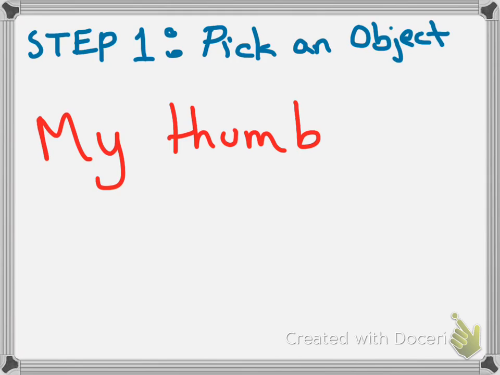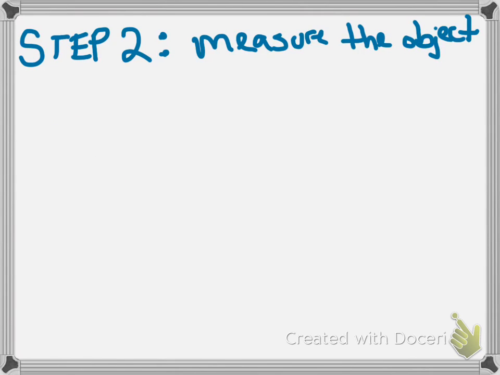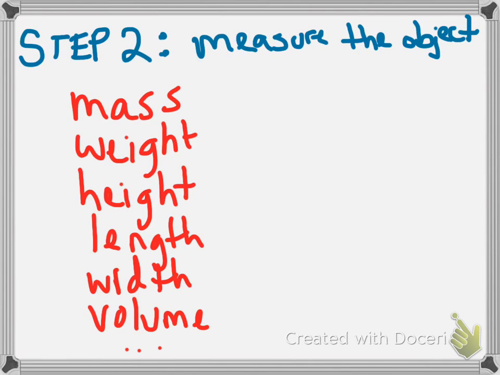It could be a food, it could be an article of clothing, it could be an electronic device, anything, any physical object that you see around you and can measure. You need to be able to measure it. So the next step is to measure the object. For this, you can be measuring the mass, the volume, the height, the width, any of those, any measurement. For this example, I am measuring the height of my thumb.